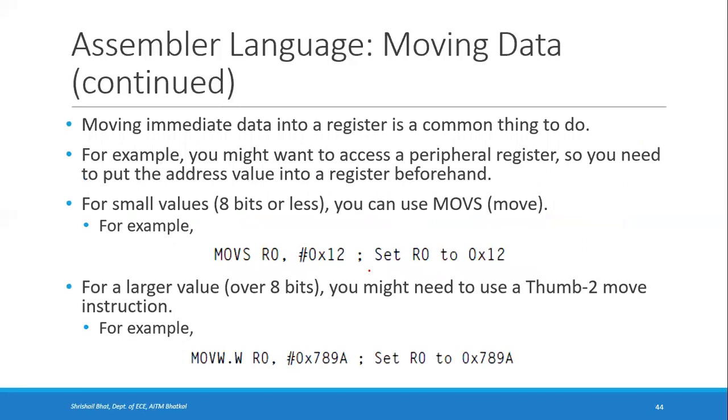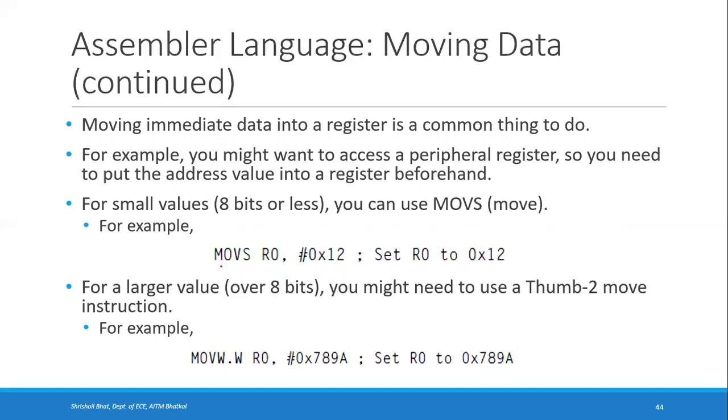One more thing is immediate data. The last one that is remaining is copying or moving immediate data into the registers. Moving immediate data into a register is a common thing to do. For example, if you want to access a peripheral register, you need to put the address value into a register beforehand. First, the address has to be loaded, right? Whenever you use an indirect addressing mode, first you need that address in the register. How to copy that? That is using the immediate addressing mode.